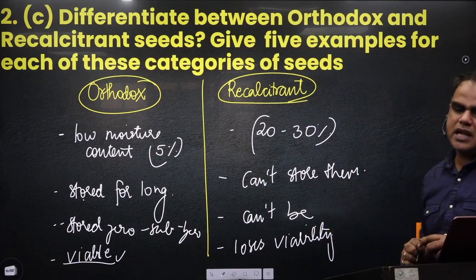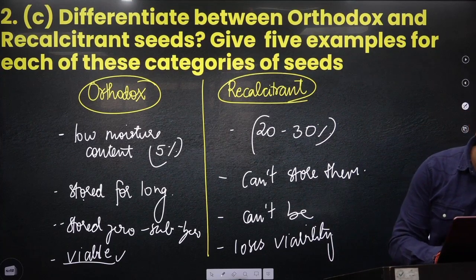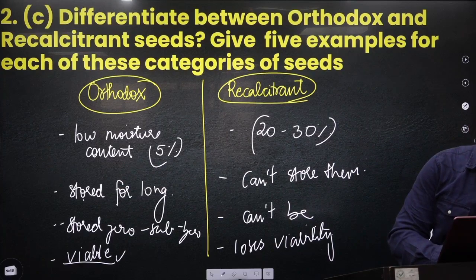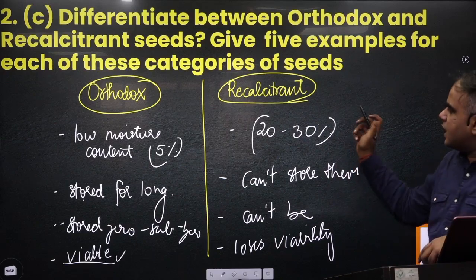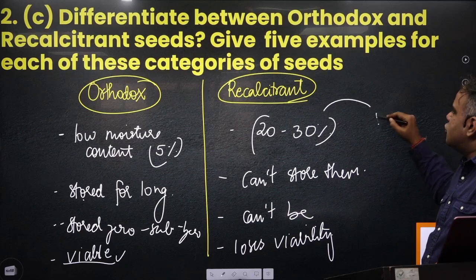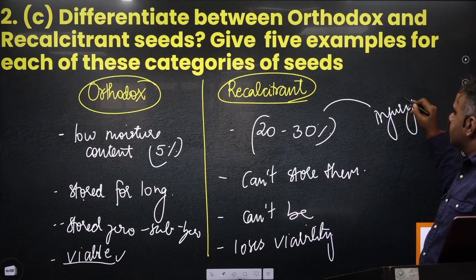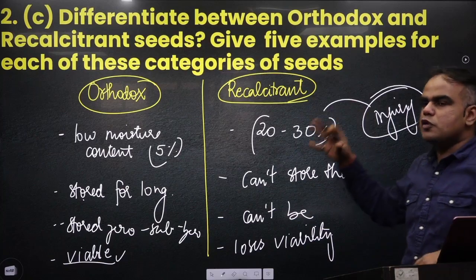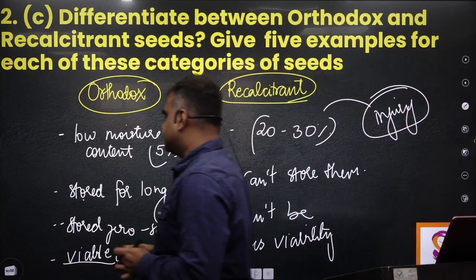So these are the 4 differences that we have seen so far. Plus, if they are dried too much, this will cause an injury, so we also have to prevent this injury from happening.